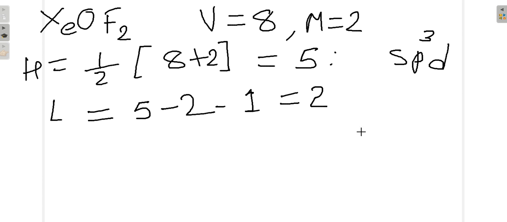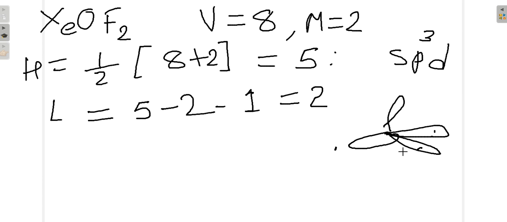Again, these 2 lone pairs in case of a trigonal bipyramidal will go inside a triangle. So one atom will be here, one will be above, one will be below. So again you can say it will be a T shape.